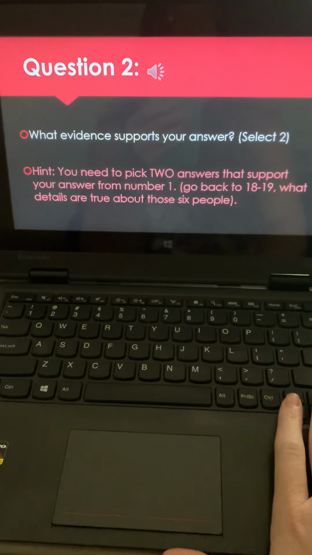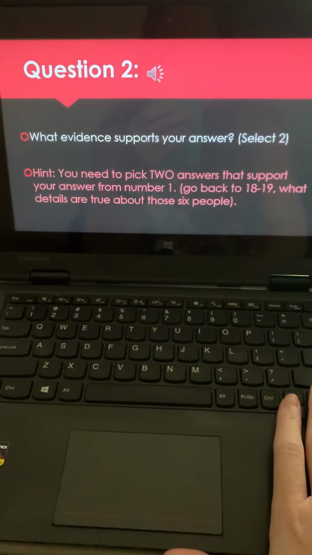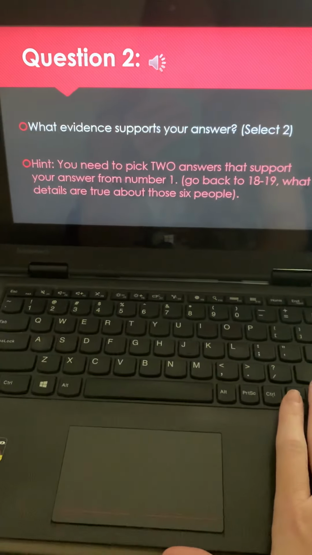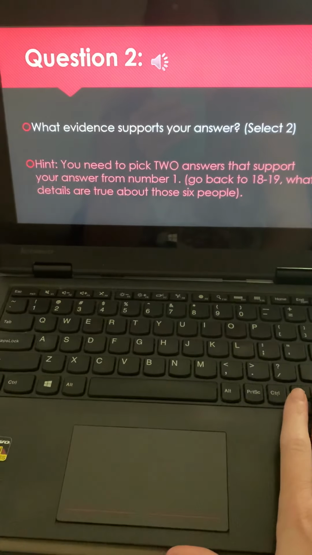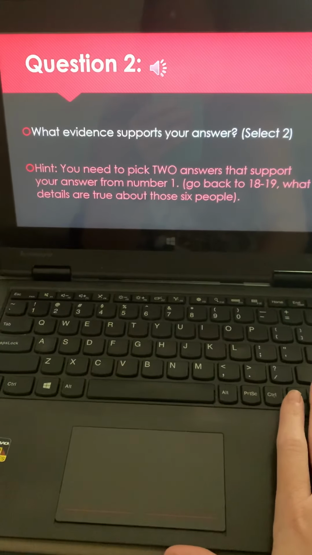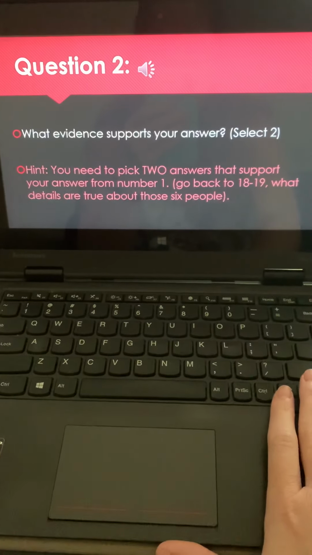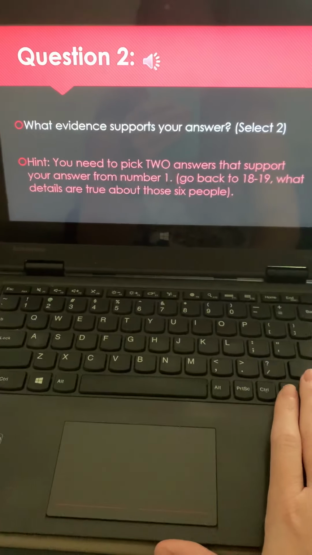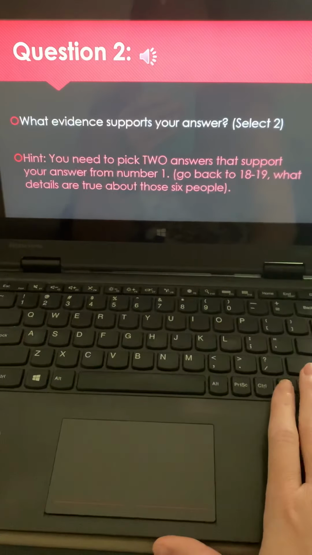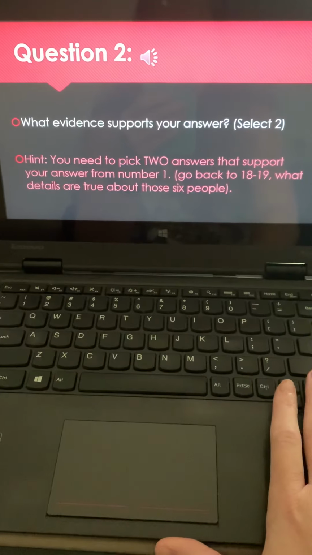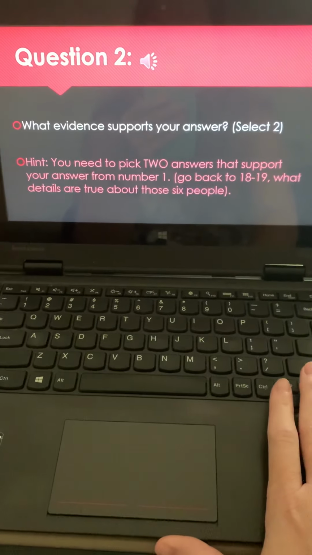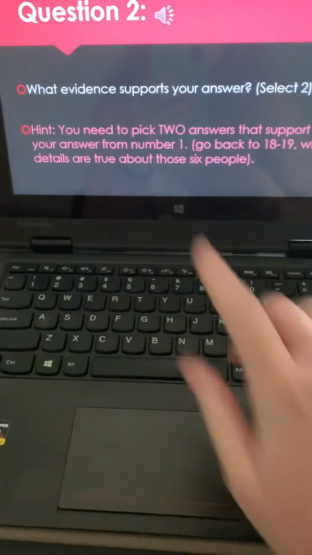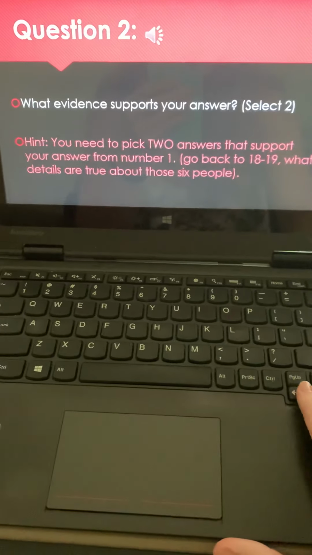Question 2, what evidence supports this? You need to pick 2. So if it was me, I would make sure that you are picking 2 answers that support your answer to number 1. I would be picking the true information because some of you are picking the silly answers that we put there just as a joke. So make sure that you're going back to pages 18 to 19 and making sure that they are true details about one of those 6 people.